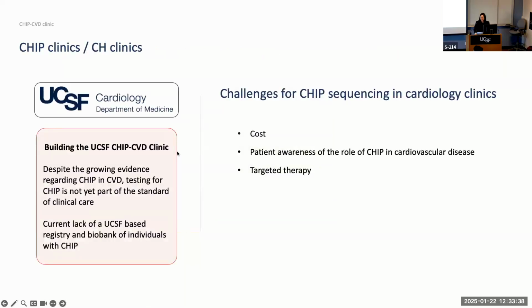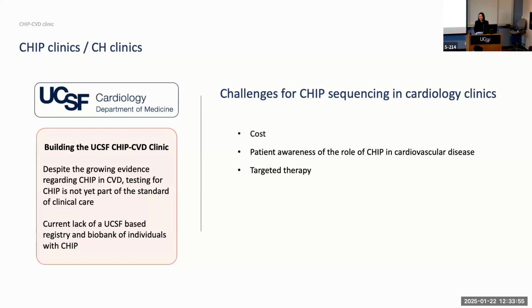So what does a cardiovascular CHIP clinic look like? We're building one here at UCSF. And again, as I mentioned, despite the growing evidence of the role of CHIP in cardiovascular disease, testing for CHIP is not yet part of the standard of care in cardiovascular disease.